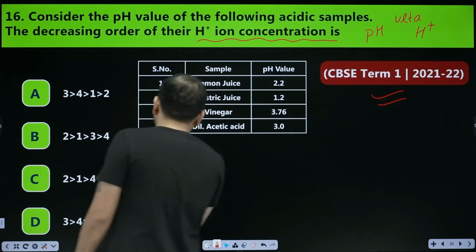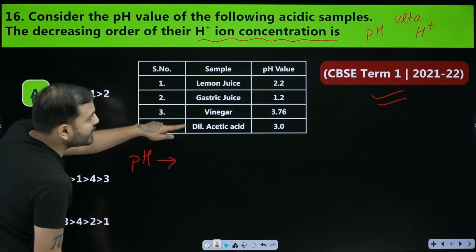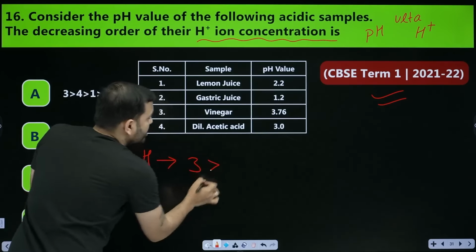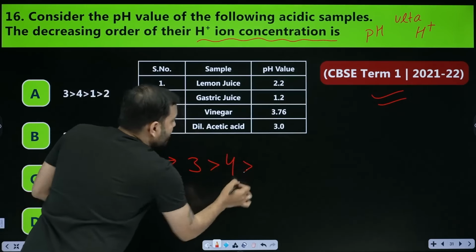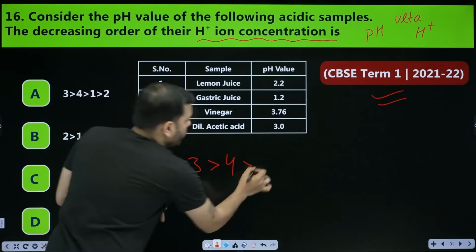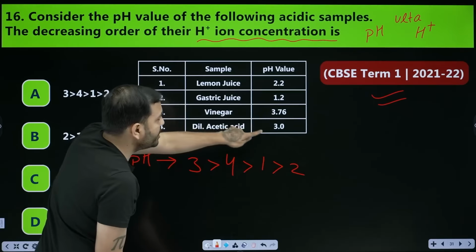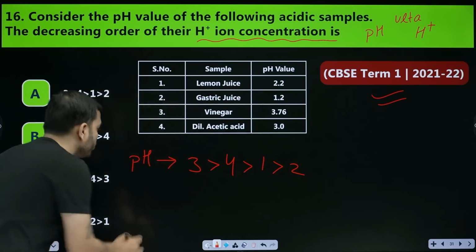So I will make the order of pH instead. Let's make the pH order here. The highest pH is this one, 3. After this comes the pH of which one? This one, 4. After that, which one? 1. Then the pH of which one? 2. See, the highest pH is this, then this, then this, then this. So I made an order of pH: 3, 4, 1, 2.